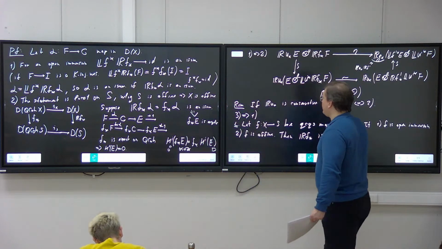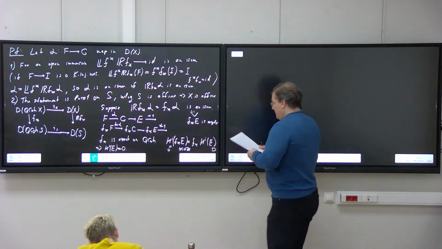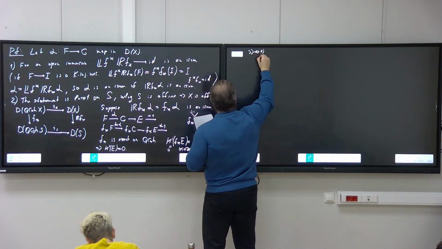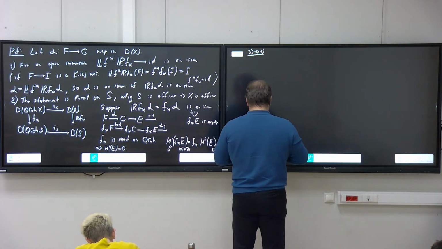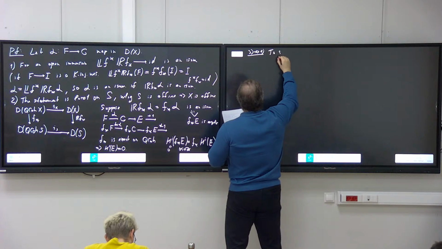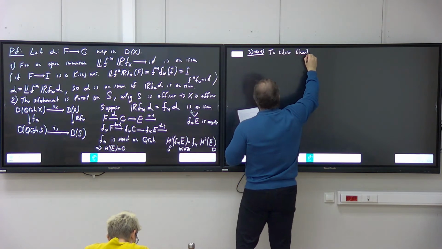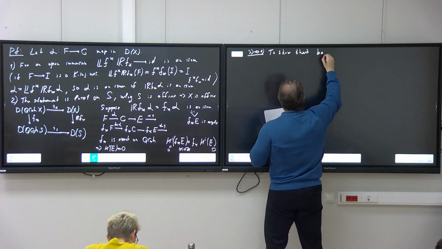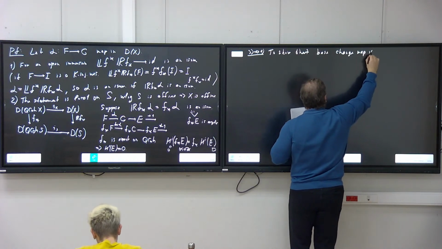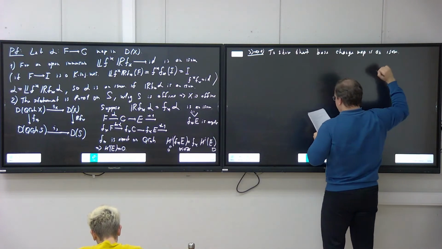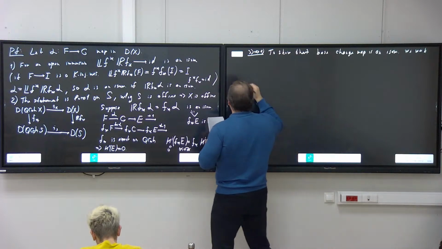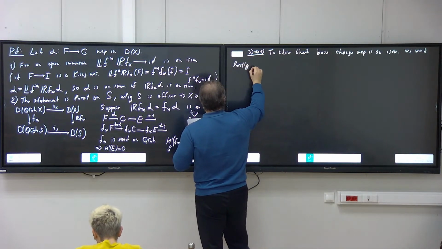So we continue to do that 3 implies 1. Okay. Maybe I'll write this again. So 3 implies 1. This is what we're doing. Okay. So to show that the base change map is an isomorphism, we work locally on S and S prime.